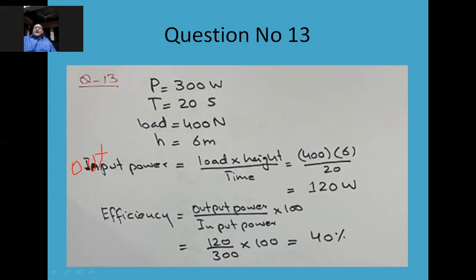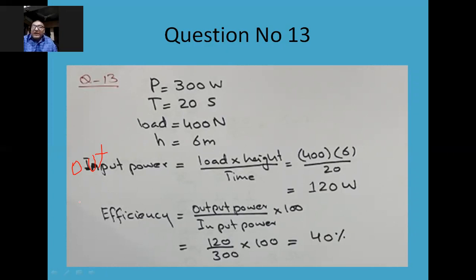So the output power will be 400 into 6 divided by 20, and that will be 120 watts. So the output power is 120 watts. The input power to the machine is 300 watts. So I can find the efficiency. The efficiency is output power divided by input power multiplied by 100.